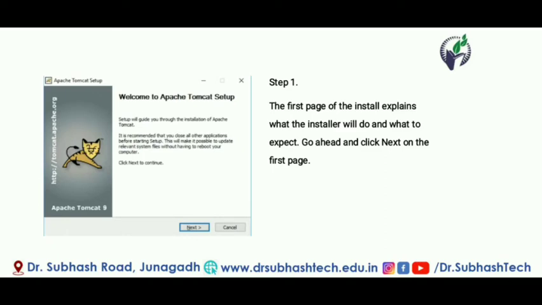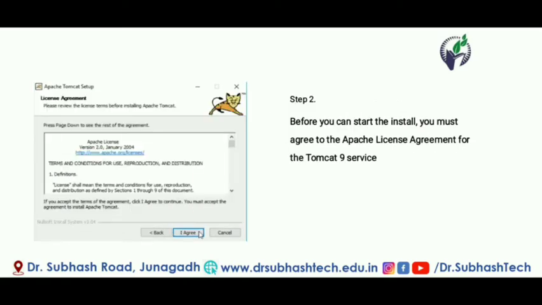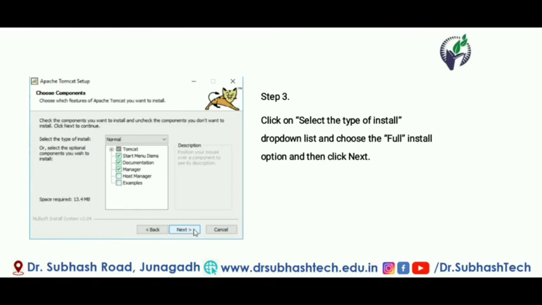For the installing process, the first page of the installation is displayed like that. You see the Welcome to Apache Tomcat Setup page is displayed. Then you just have to click the Next button. At step 2, the license agreement is displayed. Here you just have to check that you agree.